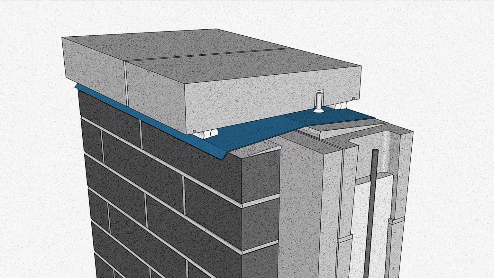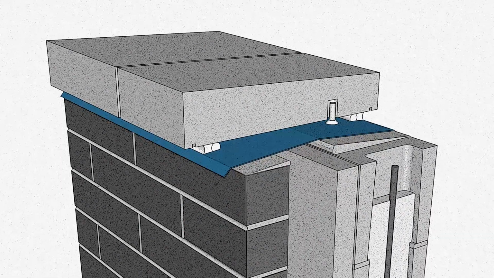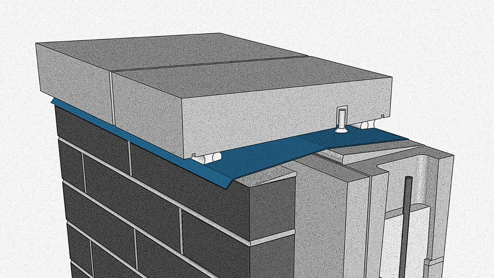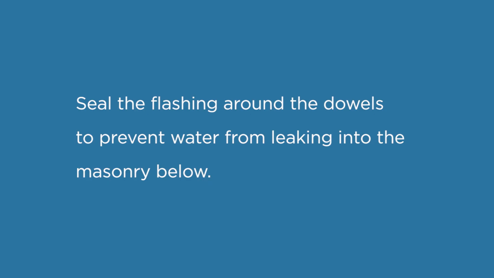Flashing at copings of cavity walls. To prevent water from entering the walls, flashing with projecting flanges on both sides must be installed continuously at copings. If there are dowels, as in the case of precast or stone coping, seal the flashing around the dowels to prevent water from leaking into the masonry below.